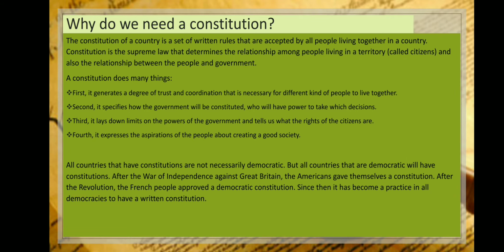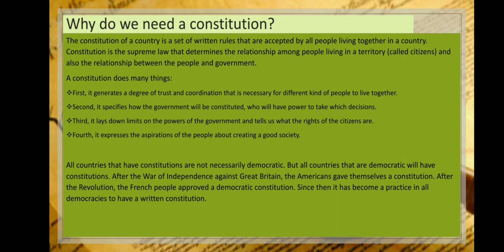Okay, why do we need a constitution? You know that the constitution of a country is a set of written rules that are accepted by all people living together in a country. Constitution is the supreme law that determines the relationship among people living in a territory and also the relationship between the people and government.